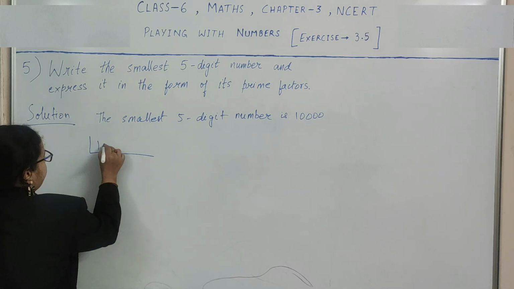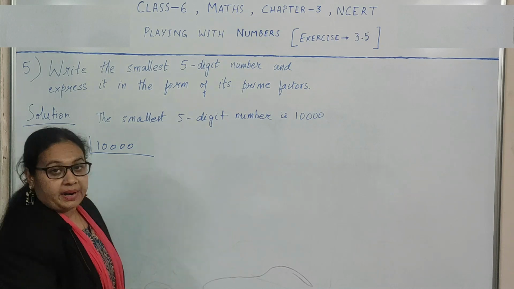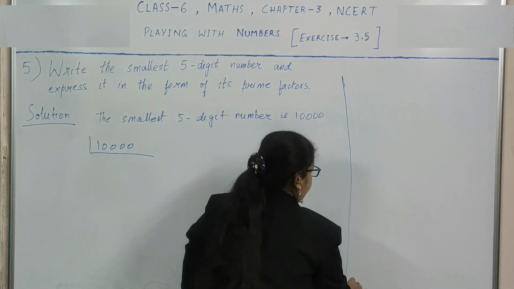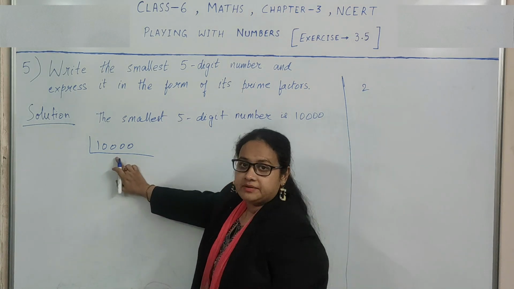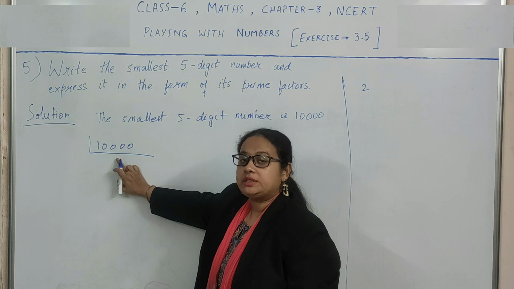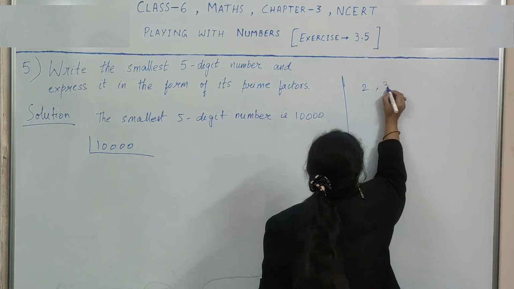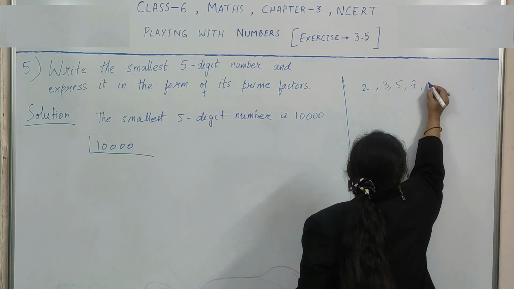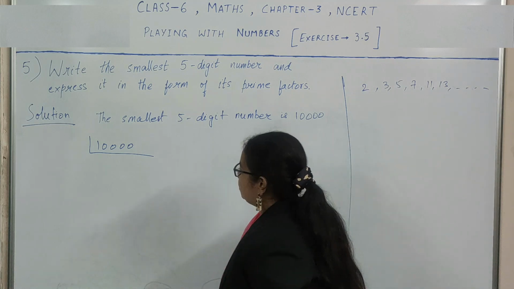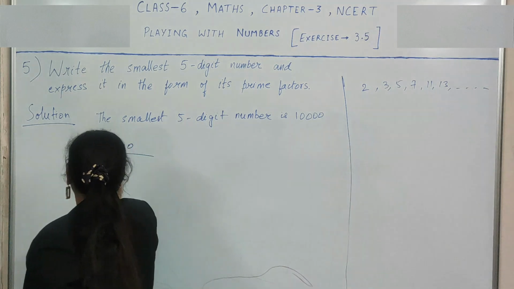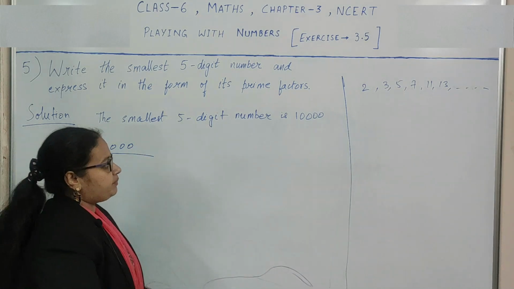So how do we do prime factorization? We write the number here and then we divide it by the prime numbers. Okay, here I will do the rough part, I will explain. We have to divide this smallest 5-digit number by the prime numbers so that we can find the prime factors of this number. So what are the prime numbers? The prime numbers are 2, 3, 5, 7, 11, 13 and so on. For doing prime factorization of any number, we first divide it by the prime numbers. So we will check it with the smallest prime number.